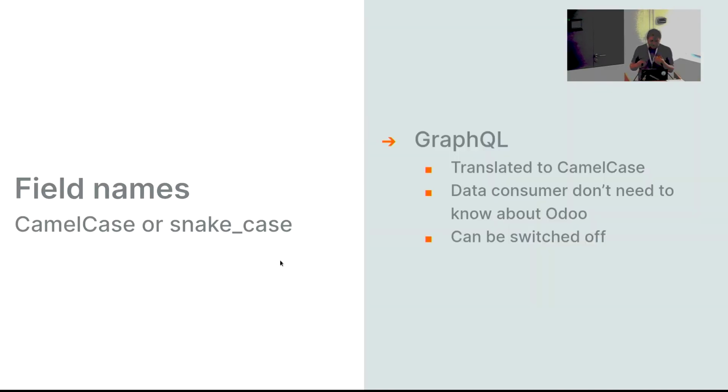Then, one thing to know also is when you declare your object and you define all fields that are available from your object, by default, GraphQL will translate your field from snake case to camel case. This is the standard, but if you don't like it, you can disable it, or you can get used to it.